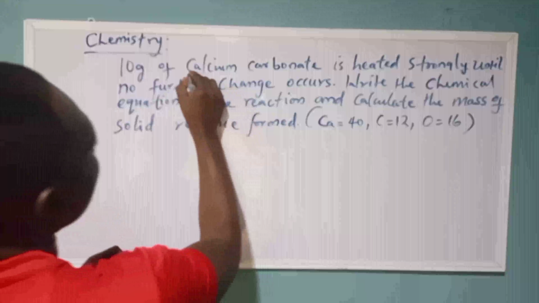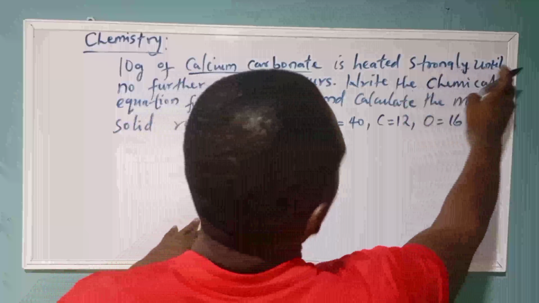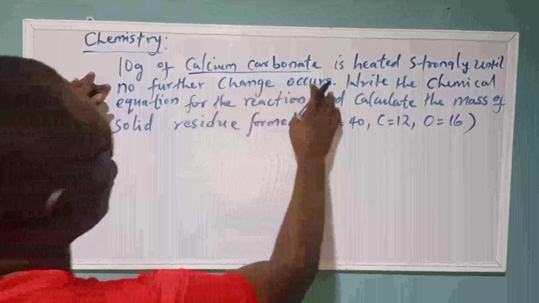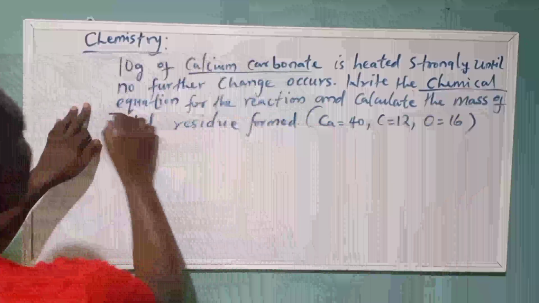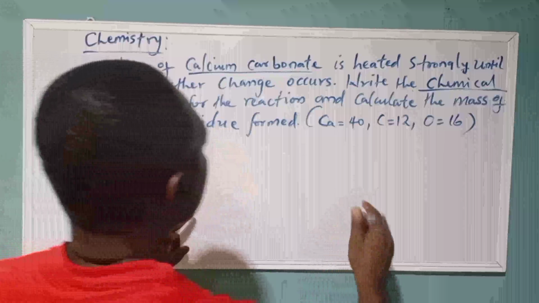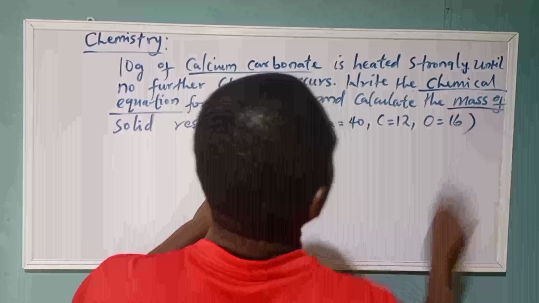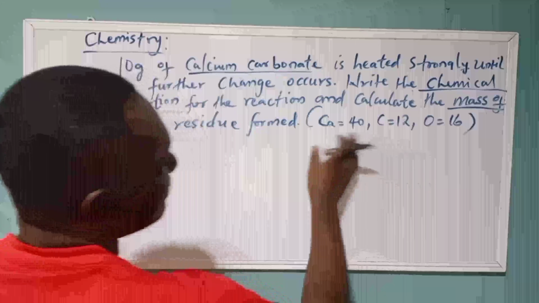So let me underline the salient points. Calcium carbonate is a compound and it is heated strongly until no further change occurs. Write the chemical equation. This is a requirement for the reaction, and calculate the mass of the solid residue formed. So we are calculating the mass, right? Okay, so these are the atomic masses given.